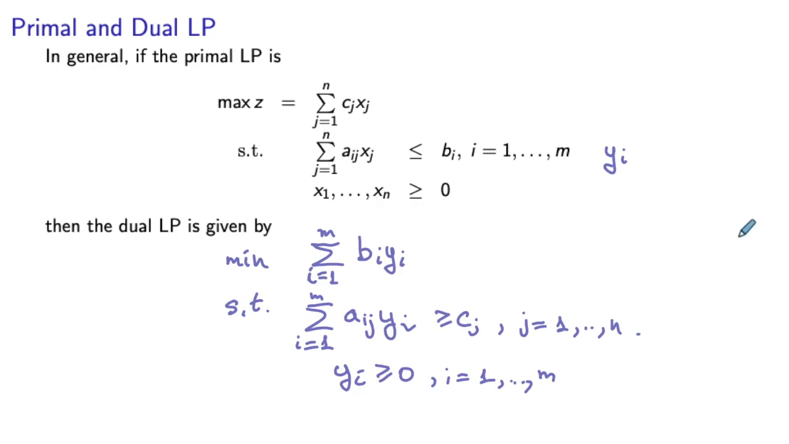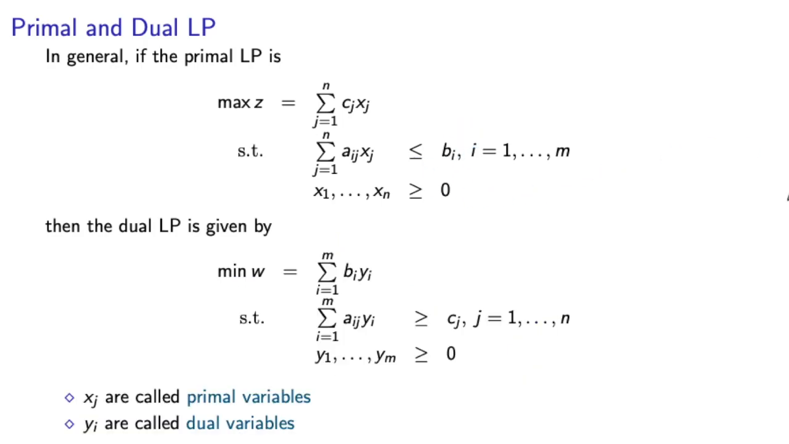So here is our general dual LP for a primal maximization problem in the canonical form. We call xj's the primal variables, yi's are the dual variables, and here we use the index j for the variables of the primal problem and i for the constraints of the primal problem, and as a result we have i's for the variables of the dual problem and j's for the constraints of the dual problem. So whatever used to be variables now becomes constraints, and whatever used to be constraints becomes variables when we switch to the dual.